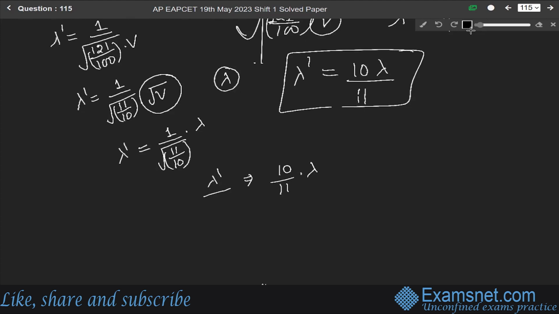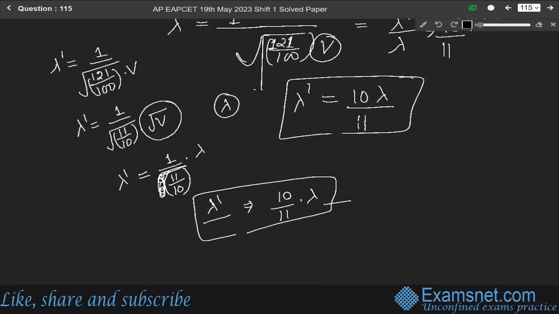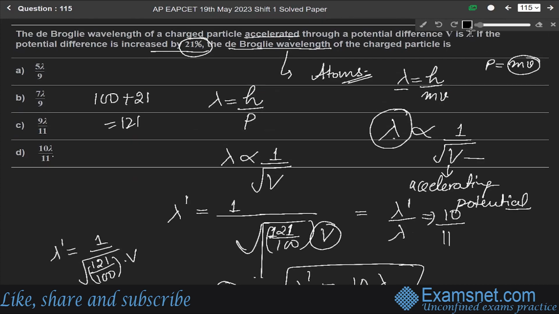Okay, 11 times 11 is 121. So in place, this is not under root. Okay, so we can write lambda dash equals 10 over 11 into lambda. So from this, we get our final answer, that is lambda dash equals 10 over 11 into lambda. Okay, got it?